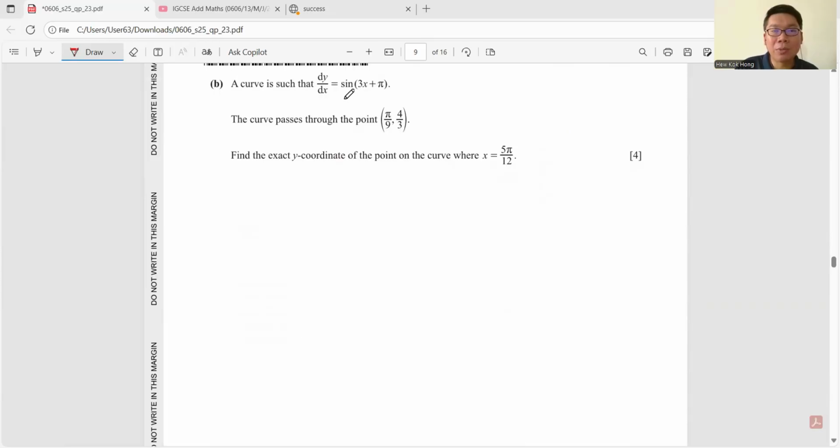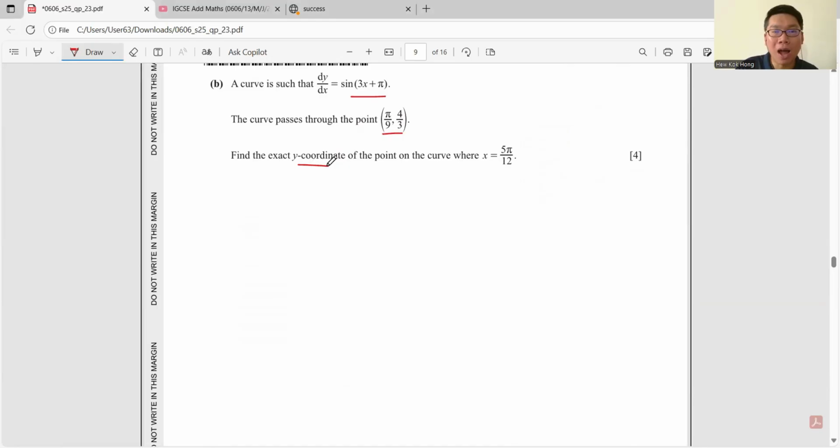But a curve is such that dy dx is this. The curve passes through here. Find the exact y coordinate of the point on the curve where x is this. So from here, we need to find the equation of the curve first. From dy dx to y, we need to do integration.